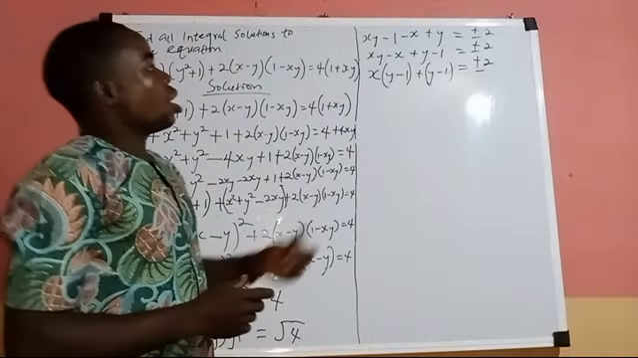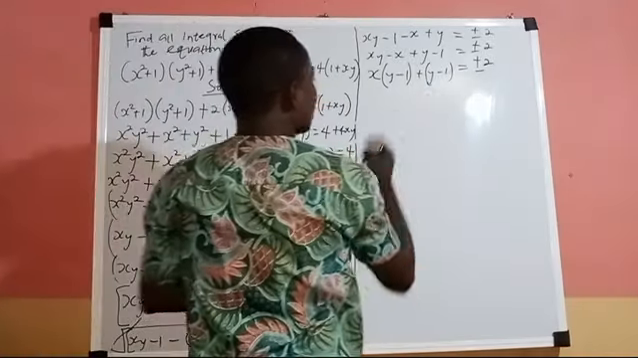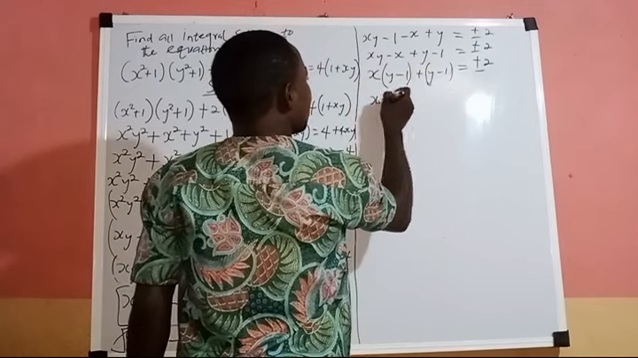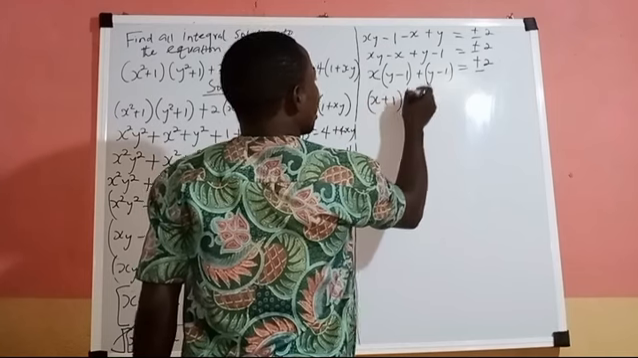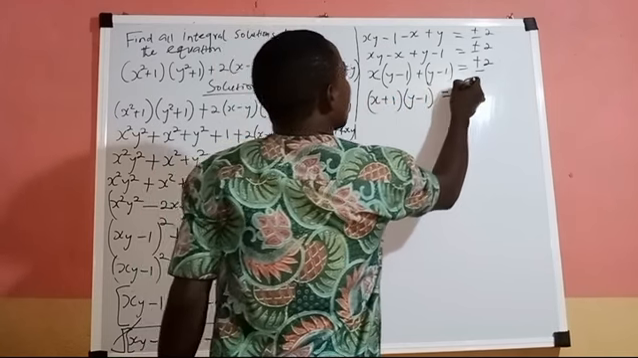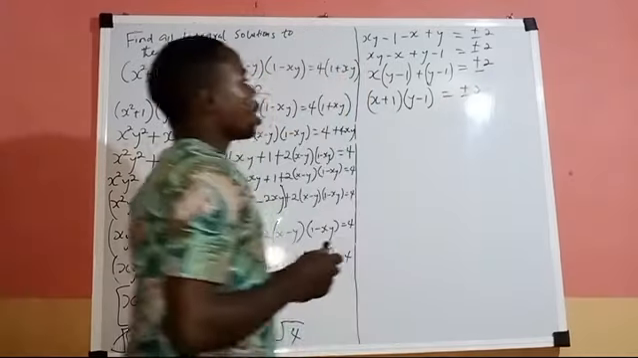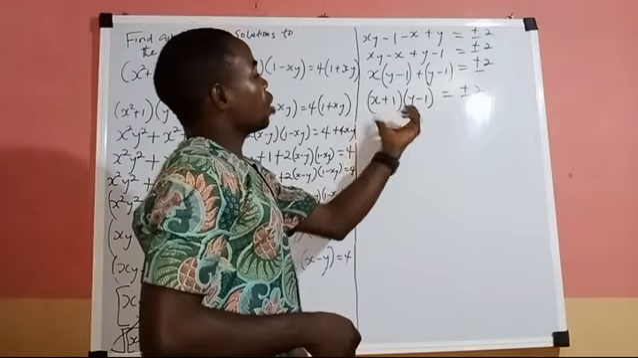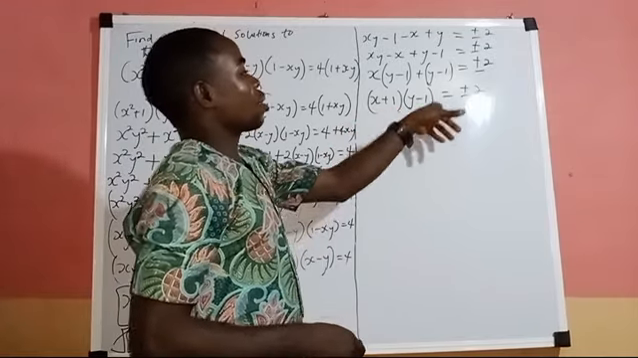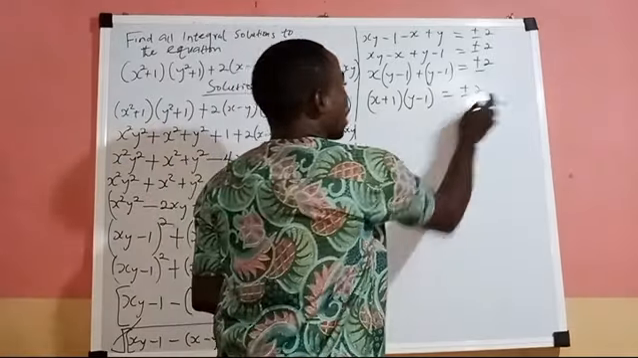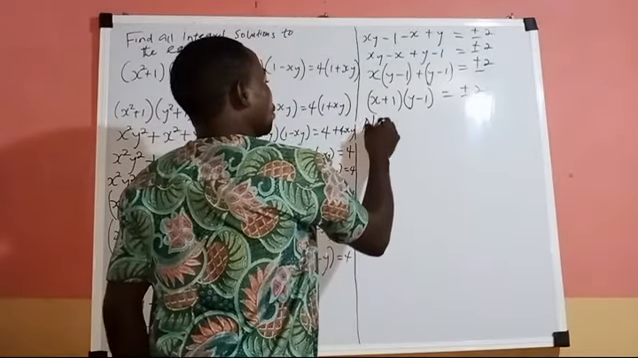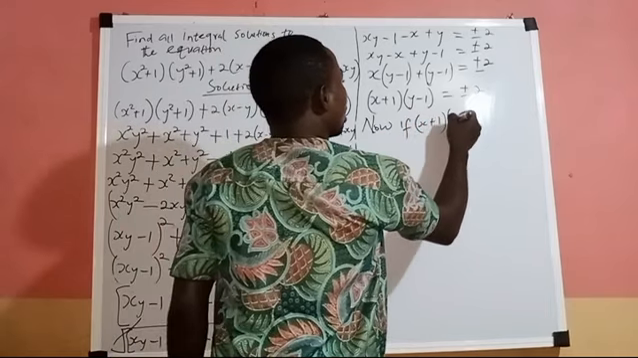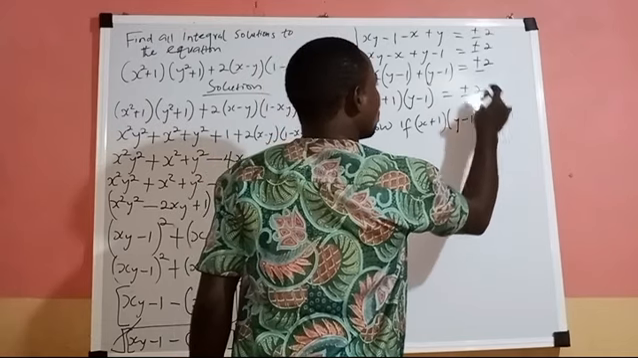Okay, so what we do again, because these two brackets are the same, we just collect 1. This is now x plus the coefficient, which is actually 1. Okay, and then y minus 1 is equal to plus or minus 2. So this is what we have at this point. You can now see that the product of x plus 1 and y minus 1 is equal to plus or minus 2. Okay, so now if this x plus 1, y minus 1 is equal to 2.